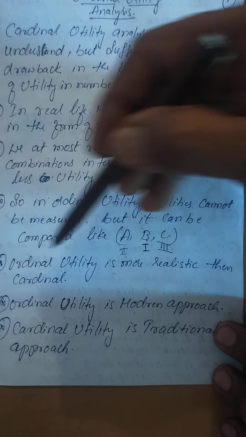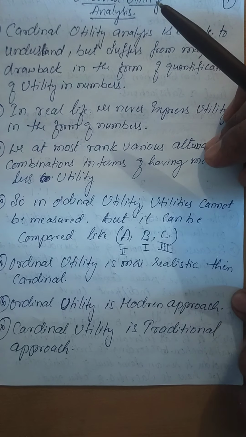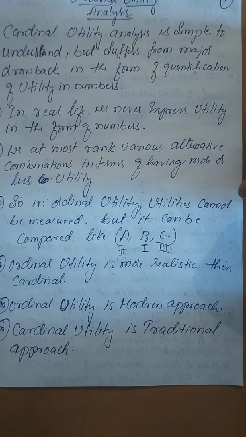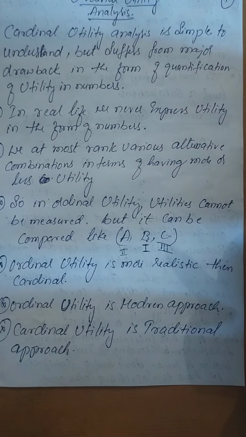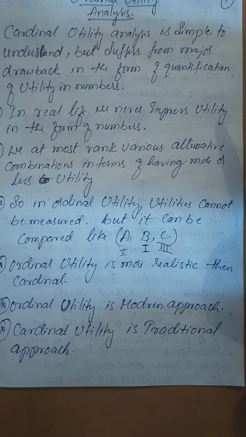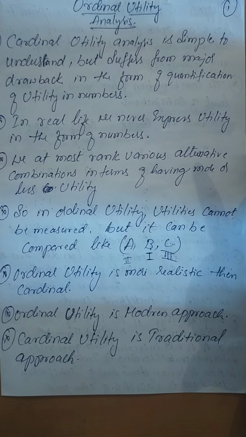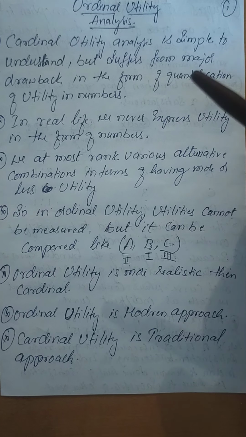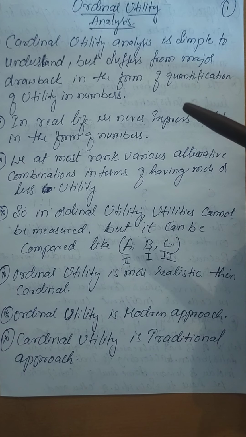Next, ordinal utility is more realistic than the cardinal. Yes, of course it is realistic, because every day in life we observe this ranking process. If you take iPhone and Samsung, two products manufactured by two different producers, and you are the consumer of that product, you rank based on your income, and you rank based on the specification. It differs, isn't it? So you give first rank for the iPhone and second rank for the Samsung. Likewise it happens.